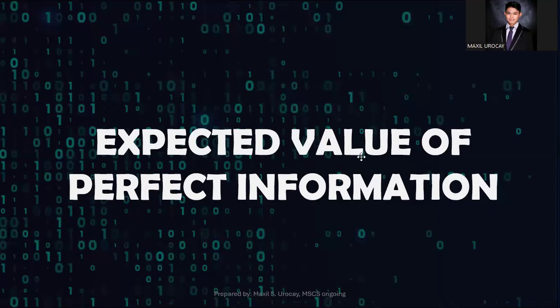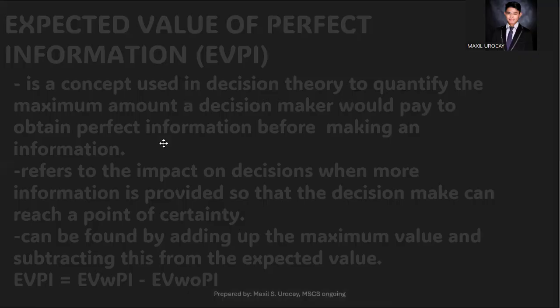Okay, everybody. This will be another video for another decision theory example. The criteria we'll be dealing with is the expected value of perfect information. So for the expected value of perfect information in this example, let us define first what it is.